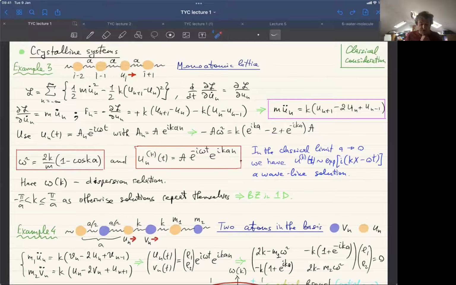Two simple examples here as well: a one-dimensional chain of identical atoms, the monoatomic chain, and a diatomic chain, again one-dimensional, of two different atoms. These are standard examples from any solid-state course, and what you do here is simply exactly the same calculation as we did for, say, a water molecule or a one-dimensional molecule.